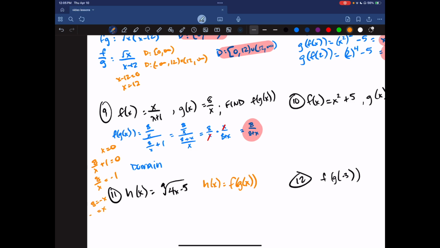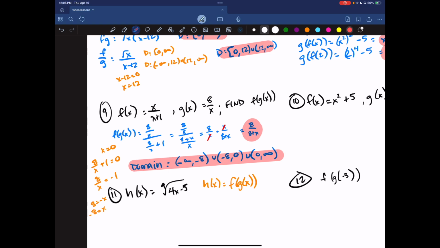And then x equals negative 8. Okay, so I have a hole at 0 and negative 8. At 0 and negative 8. Okay, so here I got negative infinity to negative 8, union negative 8 to 0, 0 to infinity. Okay, and that's how you do it.